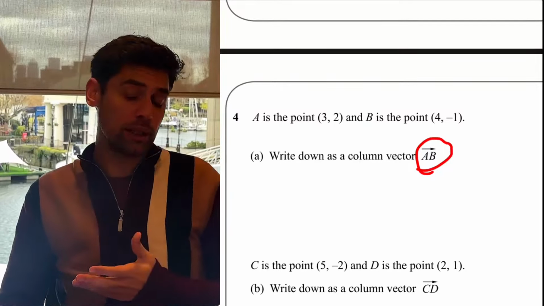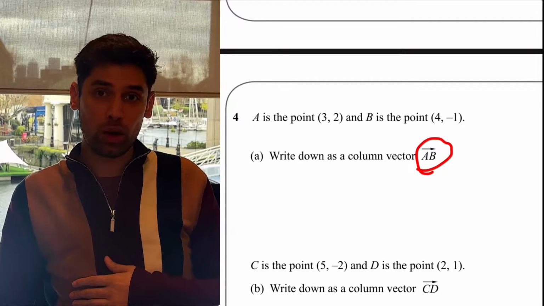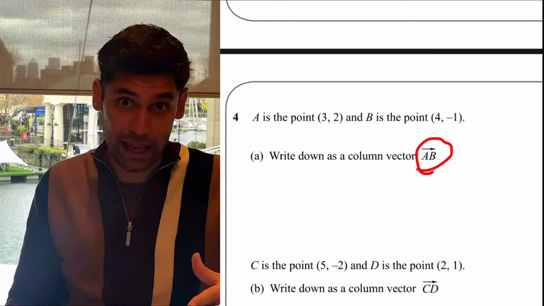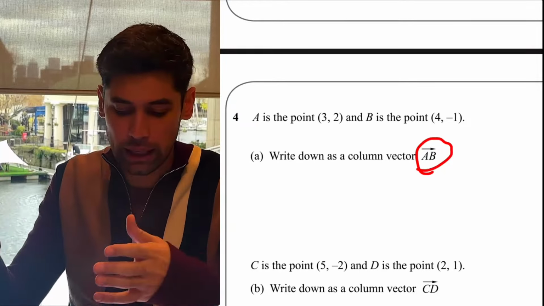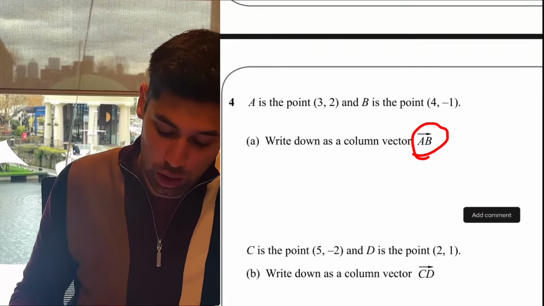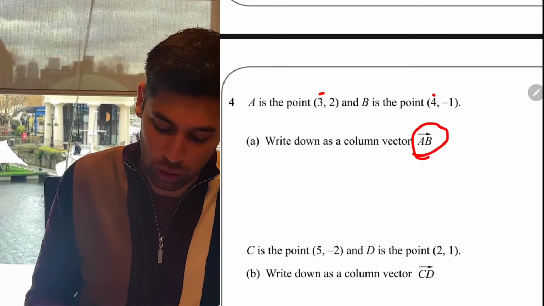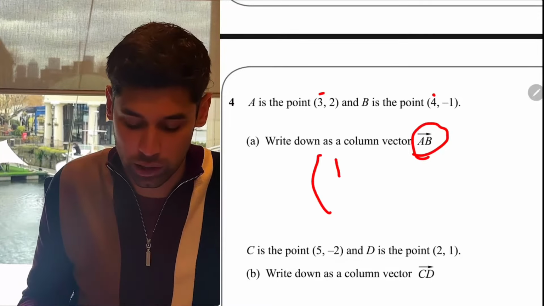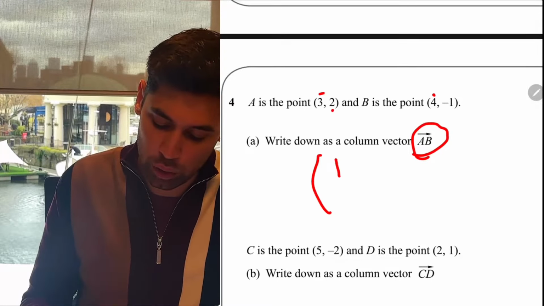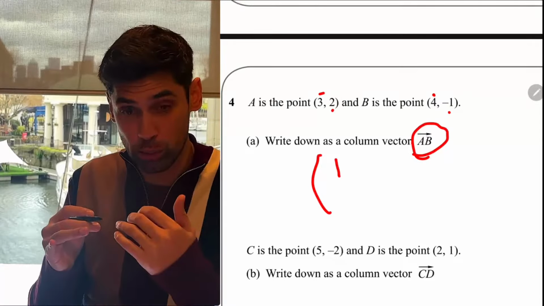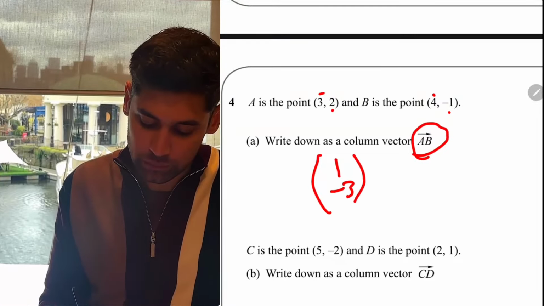A couple of ways of doing this. First of all, you could do it quite simply in terms of looking at point A and counting how far across it takes to get to point B. So in this particular case, the x direction, we're going from 3 to 4, so that's just an increase of 1 in the x direction. And the y direction, we're going from 2 to minus 1, so we're going down by 3, which is that.